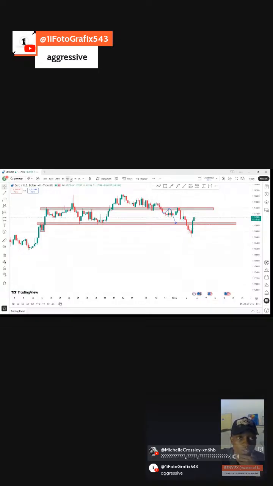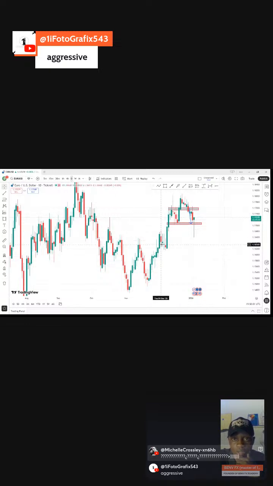But let me see what the daily time frame is saying. Regardless, this is what the daily time frame is saying. The daily time frame is moving from this particular area.